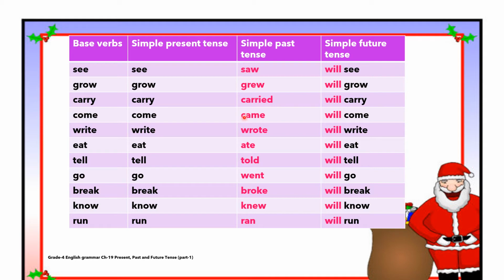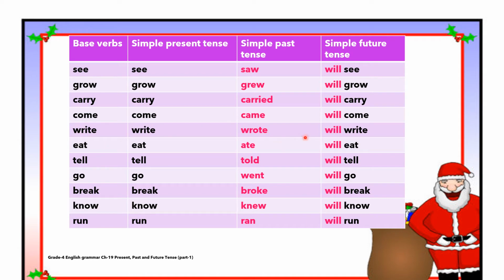And in the third column, simple past tense, if the verb is an irregular verb, it transforms into a different form. For example, see, saw; grow, grew; carry, carried; come, came; write, wrote; eat, ate, etc.